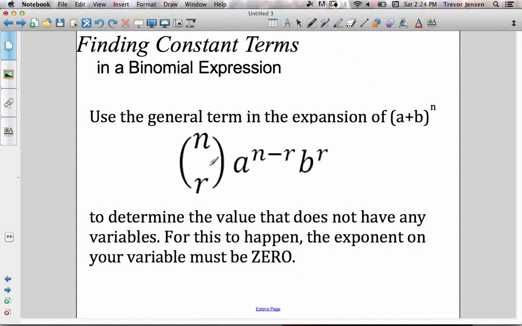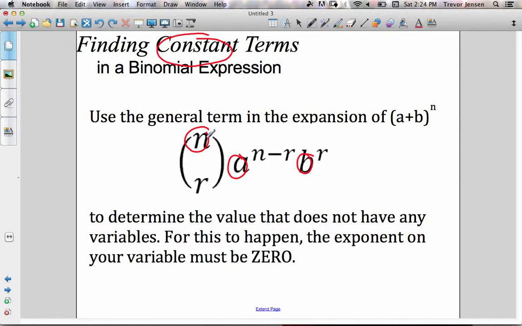Let's work on finding a constant term. So finding constant terms, what we're first going to have to do is find the general term in the expansion by filling in everything that we know. We'll know the n, the a, and the b. First of all, a constant term means a term with no variables.